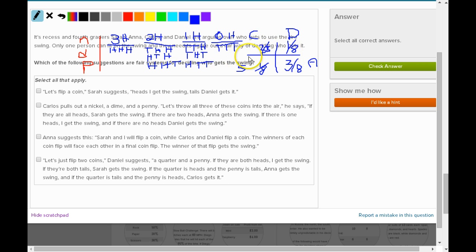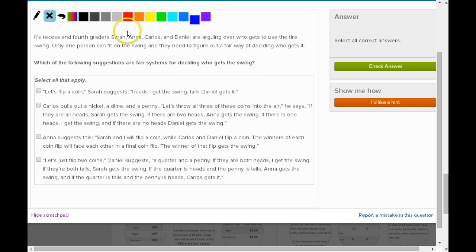Clearly not fair. So we will rule out the second one. That's not going to be a fair one. Okay, let's look at the next suggestion.